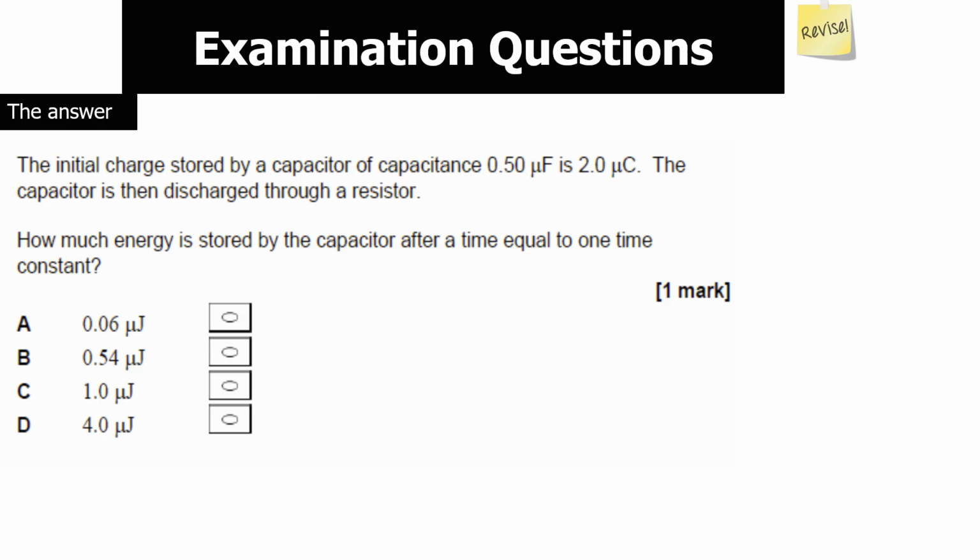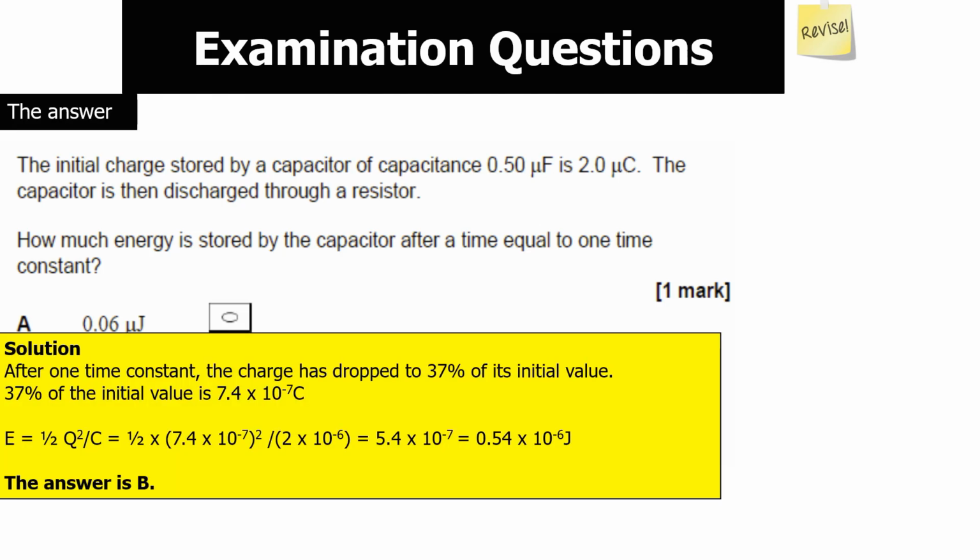Right, for this one the answer is B, because after one time constant the charge by definition will have dropped to 37% of its initial value. So 37% of the initial value is 7.4 times 10 to the minus 7 coulombs.